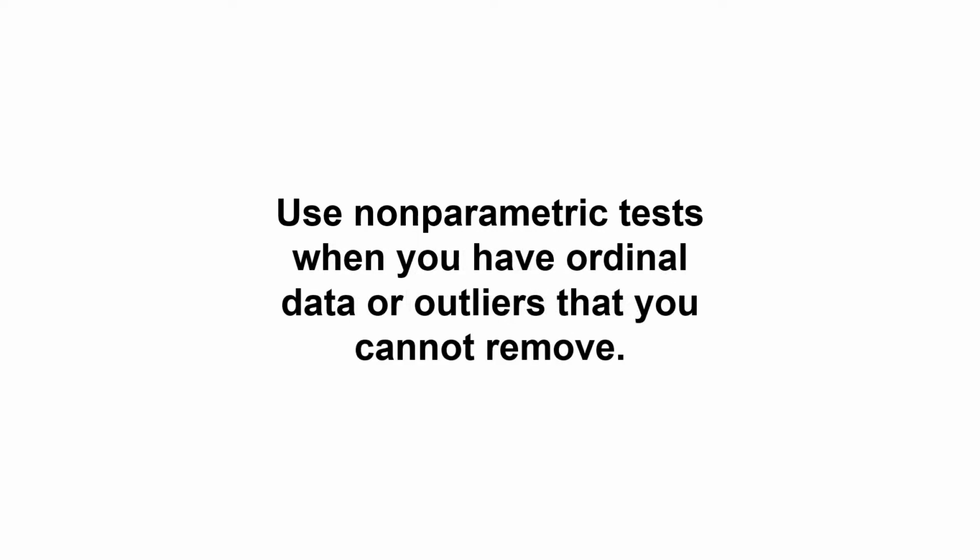Finally, you use non-parametric tests when you have ordinal data or outliers that you cannot remove. Typical parametric tests can only assess continuous data, and the results can be significantly affected by outliers. Conversely, some non-parametric tests can handle ordinal data and not be seriously affected by outliers. Be sure to check the assumptions for the non-parametric test because each one has its own data requirements.